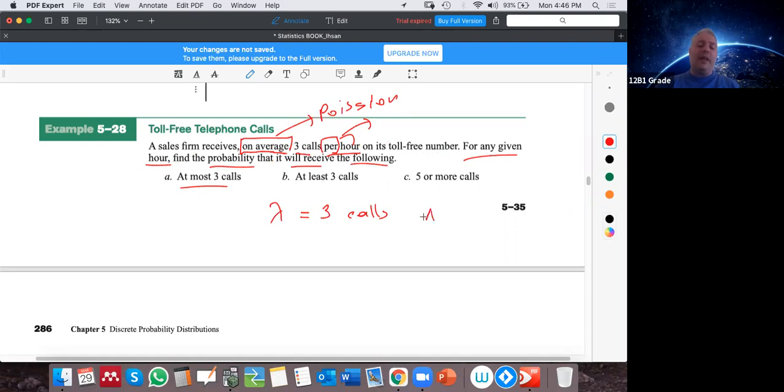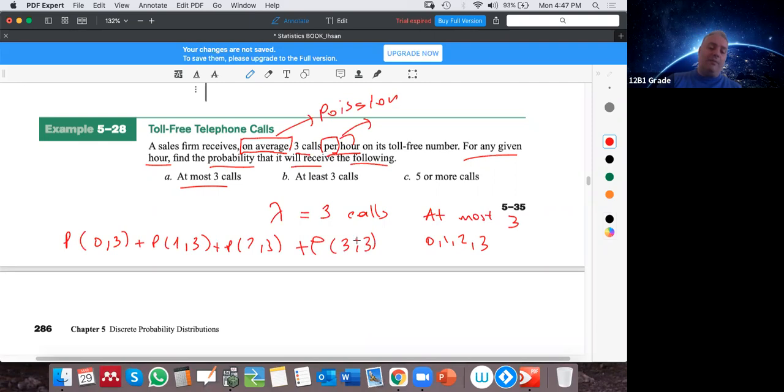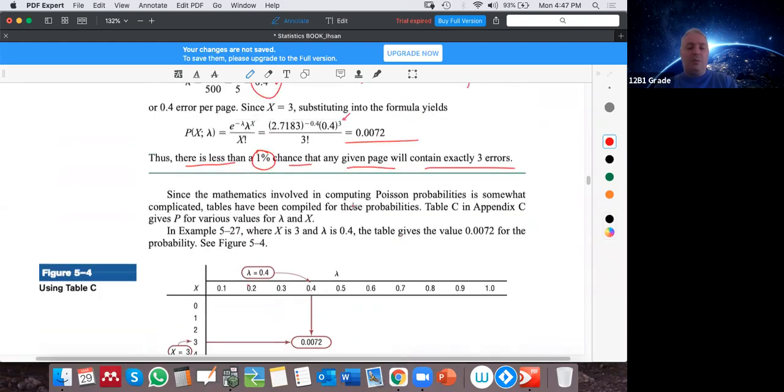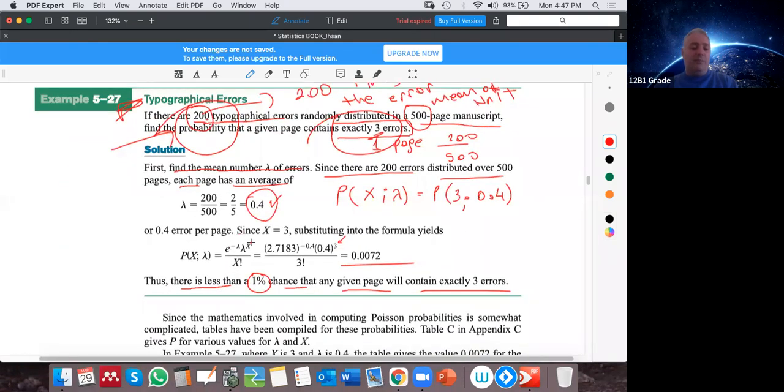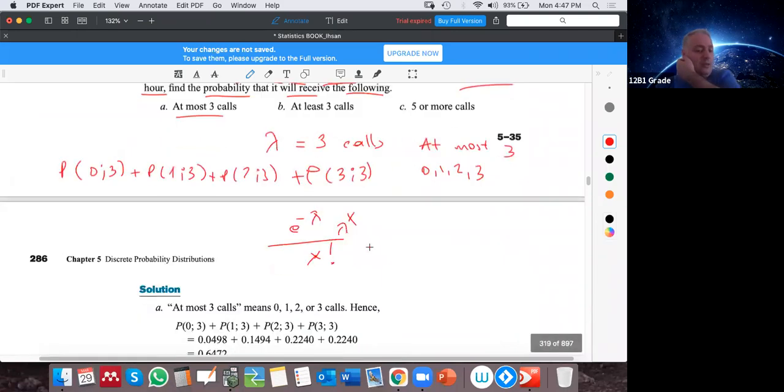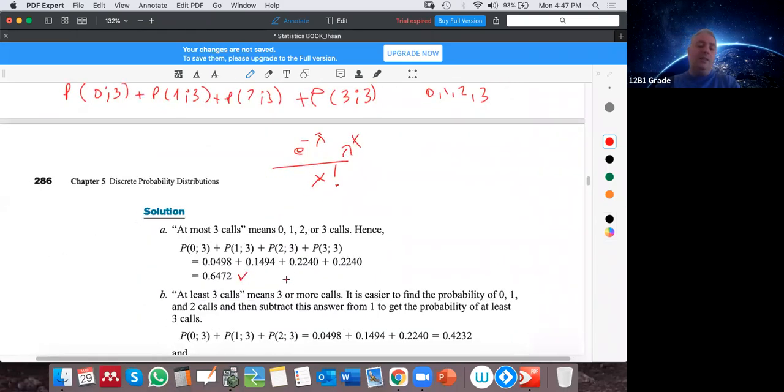So at most 3. What does it mean, at most 3? It means 0, 1, 2, or 3. So how can I find it? Poisson 0, 3, Poisson 1, 3, Poisson 2, 3, Poisson 3, 3. That's it. What is the formula? e to the power of negative lambda, lambda to the power of x divided by x factorial. Let's be sure about the formula. e to the power of negative lambda, lambda to the x. Yeah, that's the formula. And by using the formula, we will get the result.